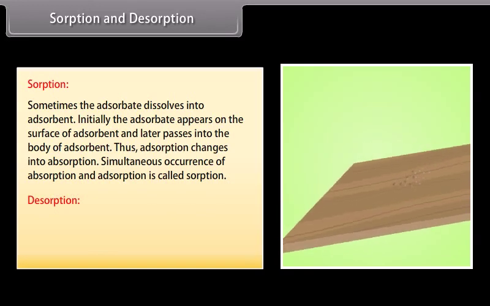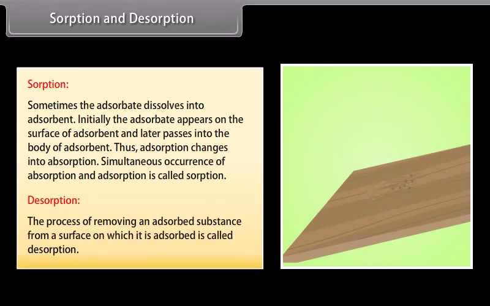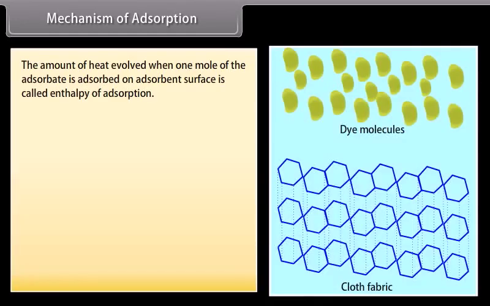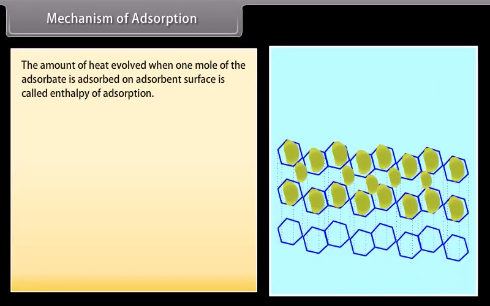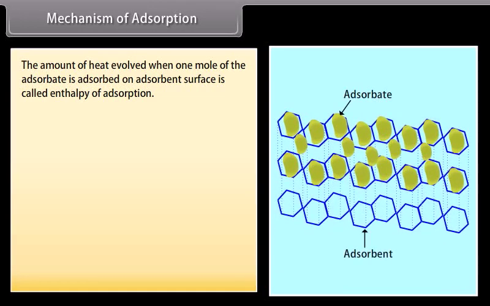Desorption. The process of removing an adsorbed substance from a surface on which it is adsorbed is called desorption. Mechanism of adsorption. The amount of heat evolved when 1 mole of the adsorbate is adsorbed on adsorbent surface is called enthalpy of adsorption.